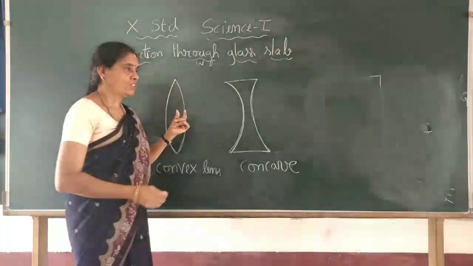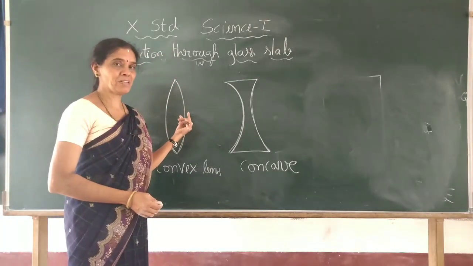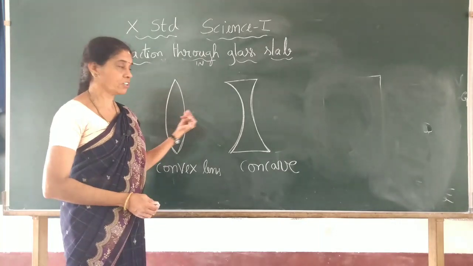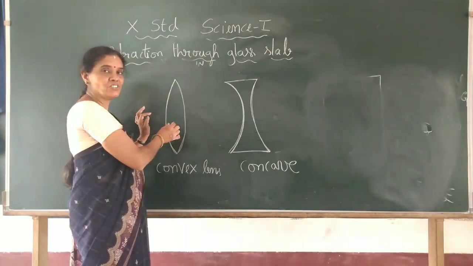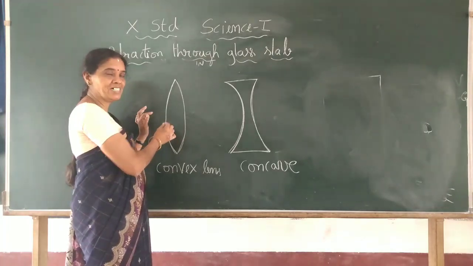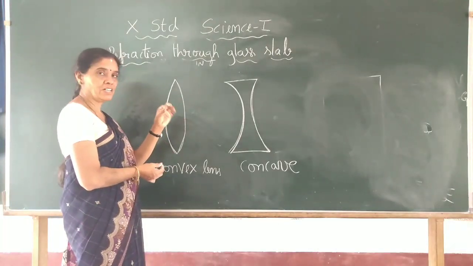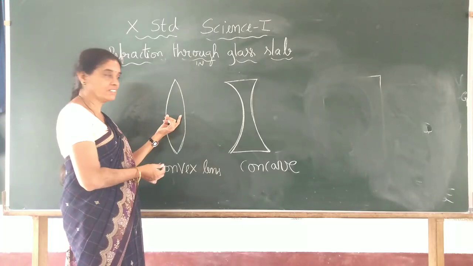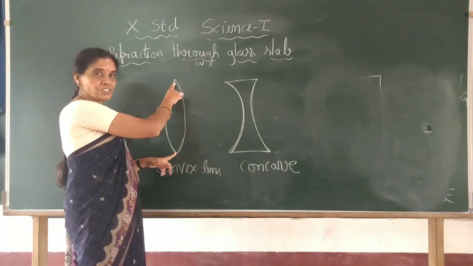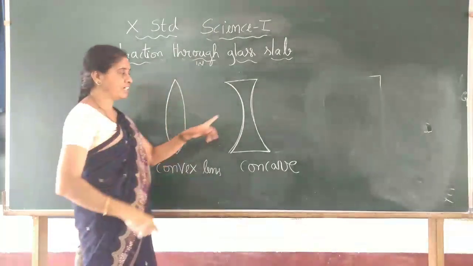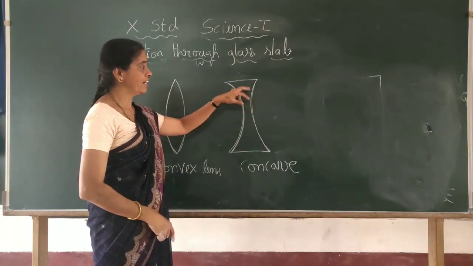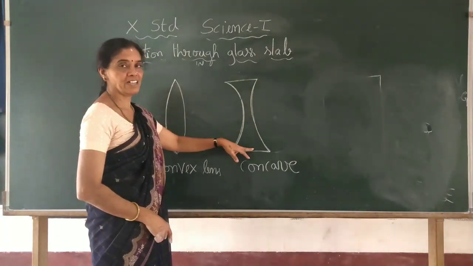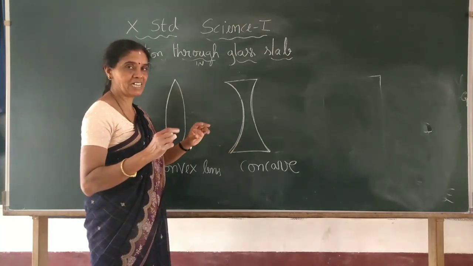And how do you say whether the transparent glass is a convex lens or a concave lens? Just by holding it you can find out. One method is to touch the surface. A convex lens is thick at the center and thin at the edge. In a concave lens it is thin at the center and thick at the edge. By touching you can feel it.